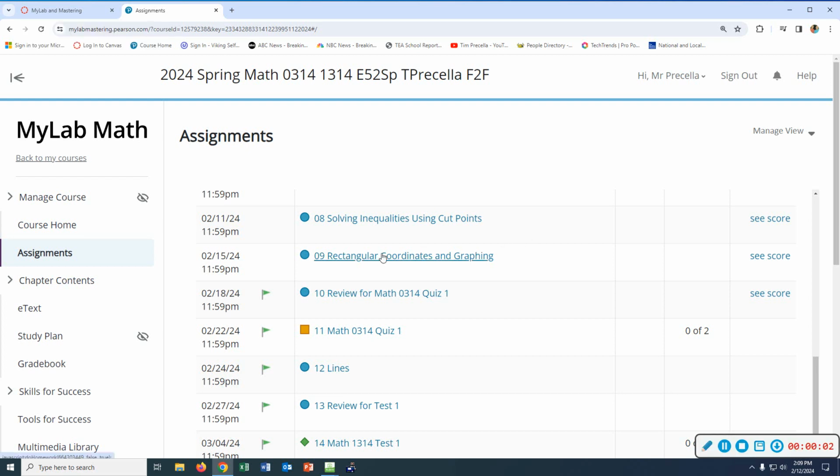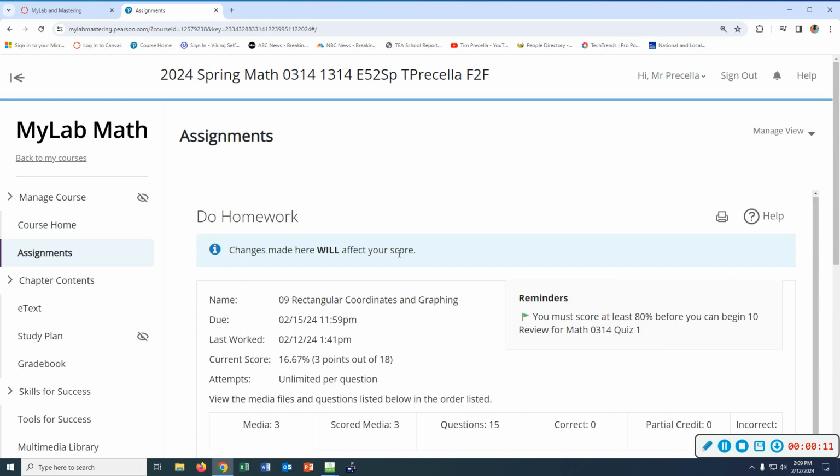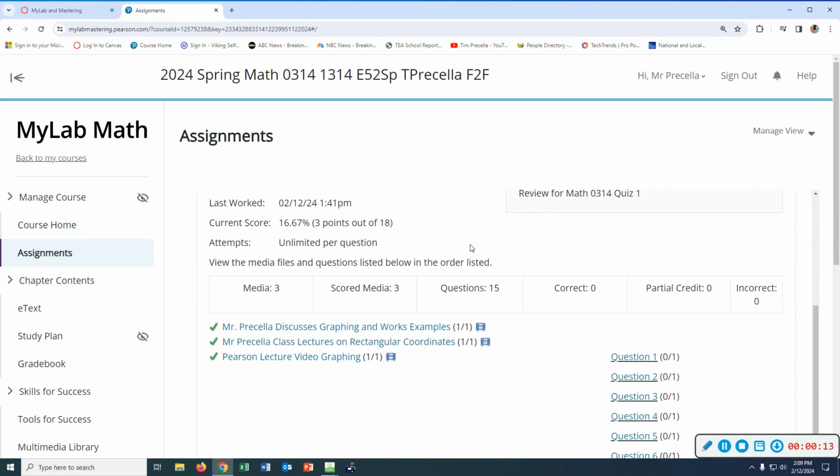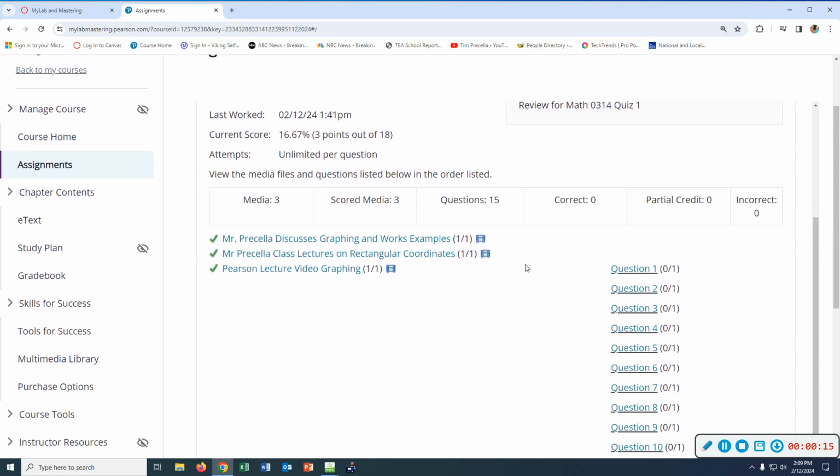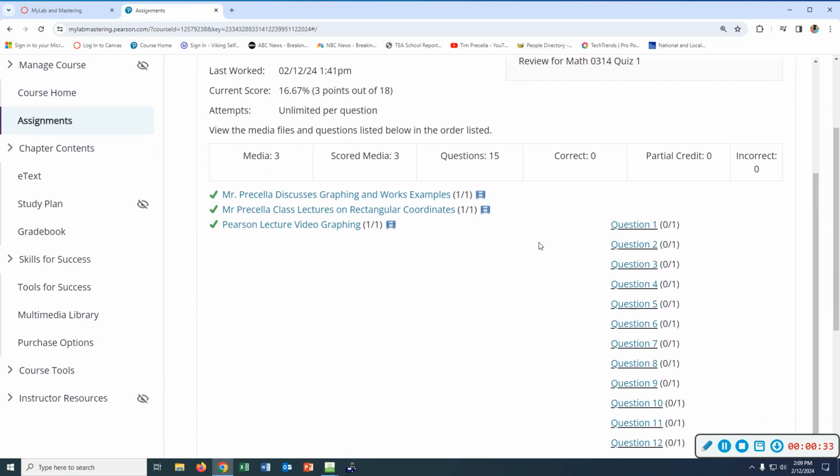Good afternoon. I'm Mr. Precella, and today we are looking at assignment number 9, rectangular coordinates and graphing. This is the first assignment that features my lab graphing tools. It's so funny whenever I'm teaching this stuff. When I was in school, some of these old graphing tools would have been science fiction. And there are some really nice graphing tools.